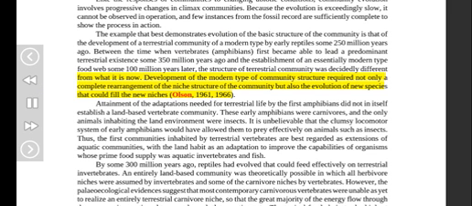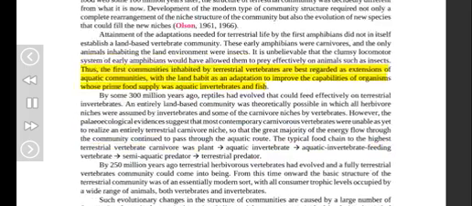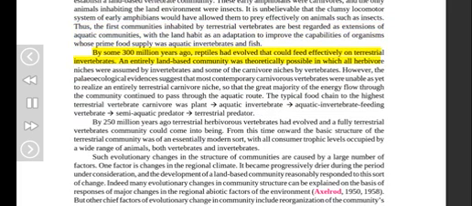Olson, 1961, 1966. Attainment of the adaptations needed for terrestrial life by the first amphibians did not in itself establish a land-based vertebrate community. These early amphibians were carnivores, and the only animals inhabiting the land environment were insects. It is unbelievable that the clumsy locomotor system of early amphibians would have allowed them to prey effectively on animals such as insects. Thus, the first communities inhabited by terrestrial vertebrates are best regarded as extensions of aquatic communities, with the land habit as an adaptation to improve the capabilities of organisms whose prime food supply was aquatic invertebrates and fish. By some 300 million years ago, reptiles had evolved that could feed effectively on terrestrial invertebrates.